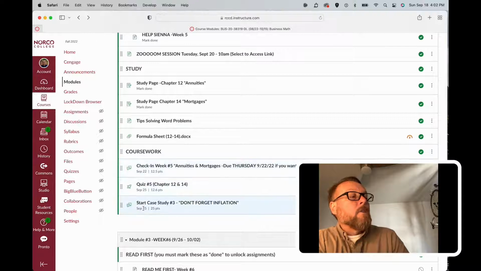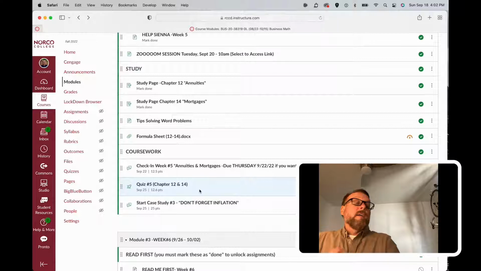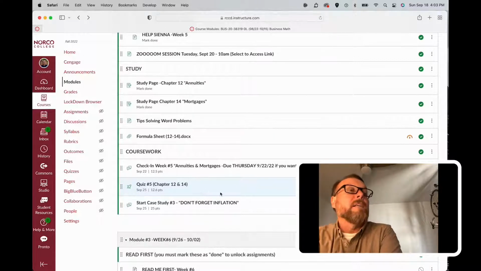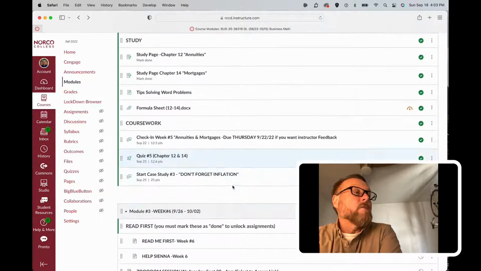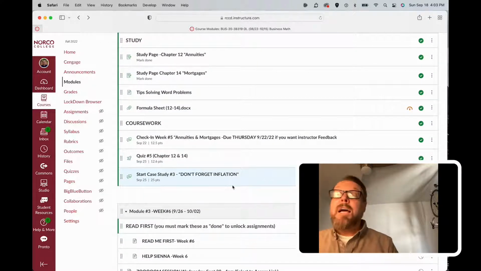And since this is a new module, you have a new case study number 3, which is an annuity question that deals with a sinking fund. Sienna is looking to have a certain amount of money in a sinking fund so that she can expand her business. However, the cost of construction is going to go up because of inflation, so you have to figure out an extra step in there on inflation. If you have any questions on that, please let me know. But that's this week, week number 5.